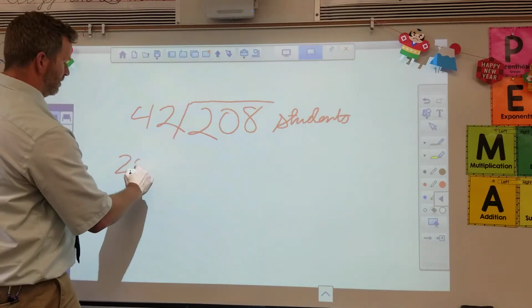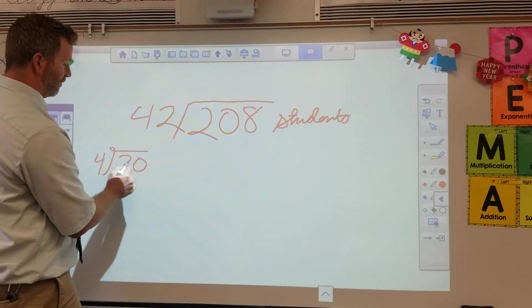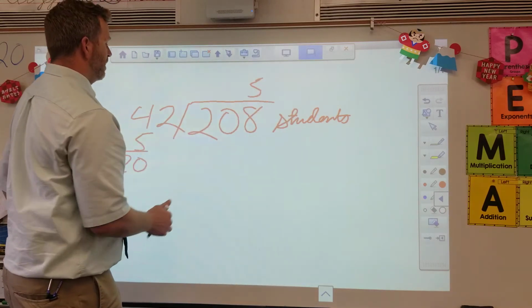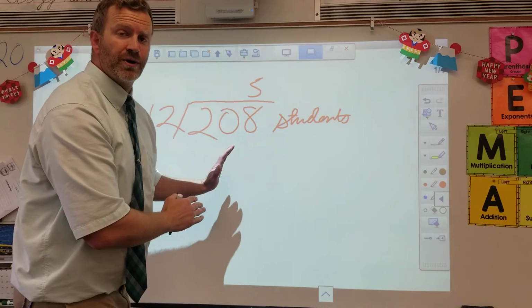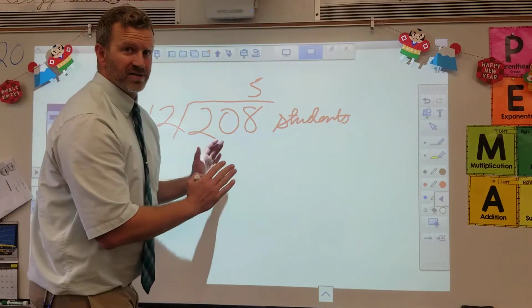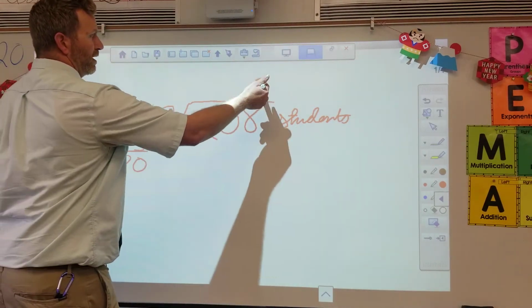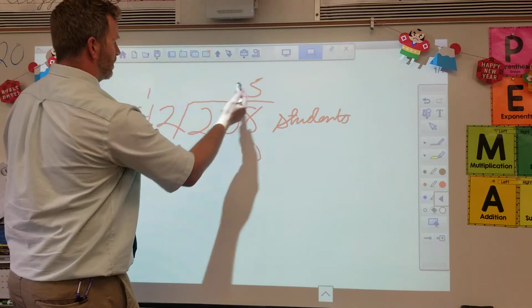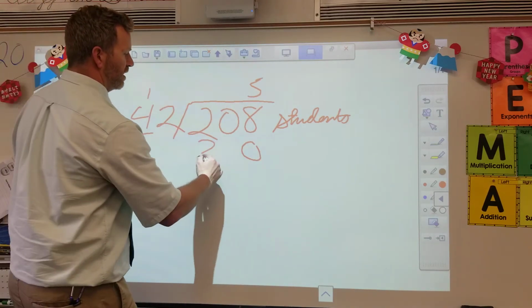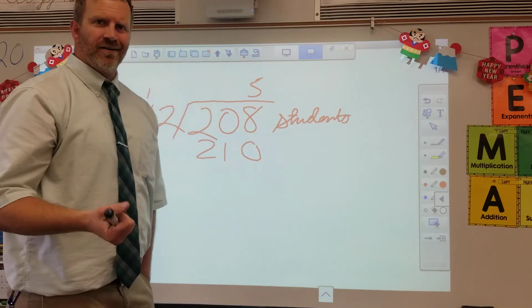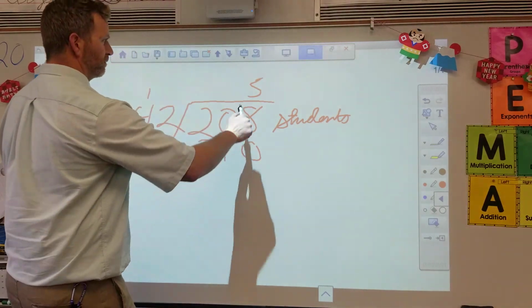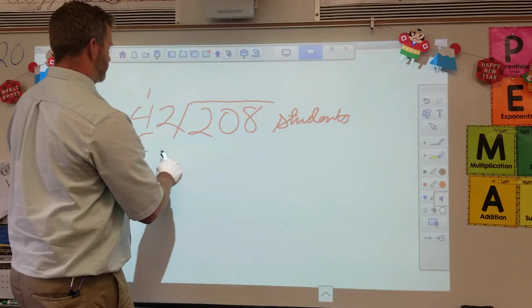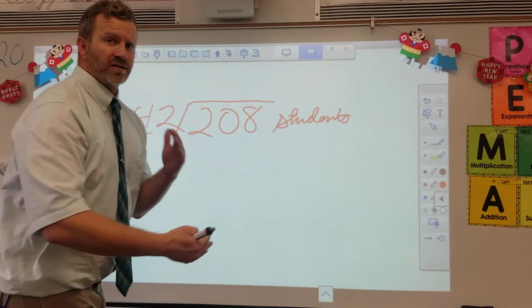20 divided by 4 goes in 5 times. If we plug in 5, now remember, we're dividing 42 into 208, not 42 into 20. Now we plug in the 5. 5 times 2 is 10. Then 5 times 4 is 20 plus 1, 21. Uh-oh, that's too big, it doesn't work. We have to go back to the drawing board. 5 didn't work, so we drop down 1.